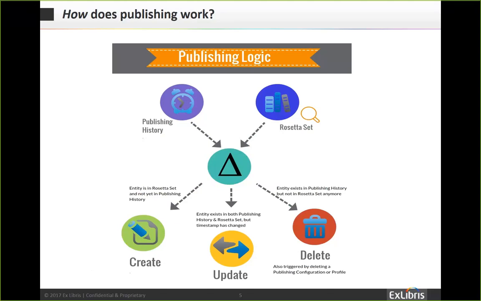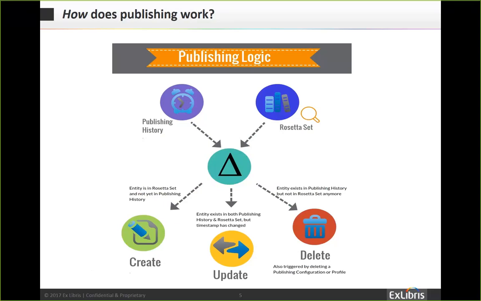we're going to create a new record. If it does exist in the publishing history, but it doesn't exist in the Rosetta set, we're going to delete it. And if it exists both in the publishing history and in the Rosetta set, but the timestamp has changed, we're going to update it. If the timestamp hasn't changed, nothing is going to happen. It's just going to remain the same. It's already been published. And when I say timestamp, I mean the modification date of the IE has changed.